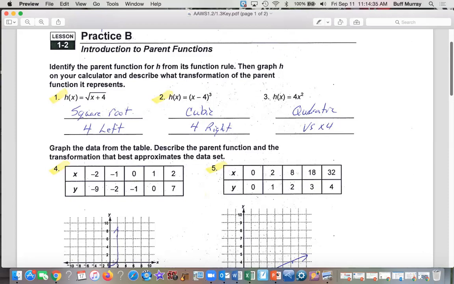Number 3, h of x is 4x squared. I think the parent function was quadratic. Once again, hopefully that's easy because we can look at the rule. It looks like the quadratic rule because it's x squared. And it's a vertical stretch by 4. Now, did anyone think that was horizontal? I'm going to try to write on this.